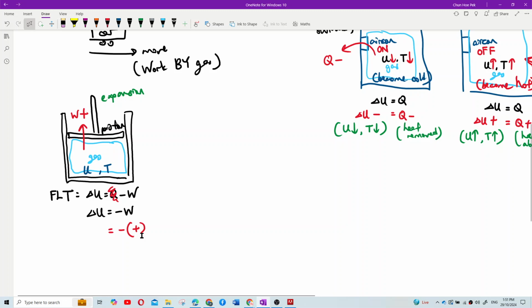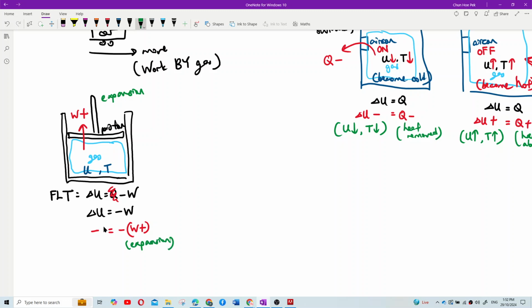Negative multiply positive, you get negative. So delta U is negative. So apa maksud delta U negatif? Ya. Saya tulis beginilah ya. Tulis ini W work done positif expansion kan. Ini pasal expansion.